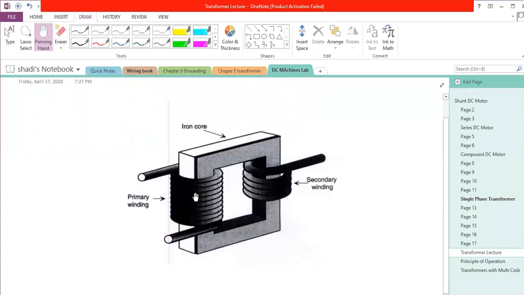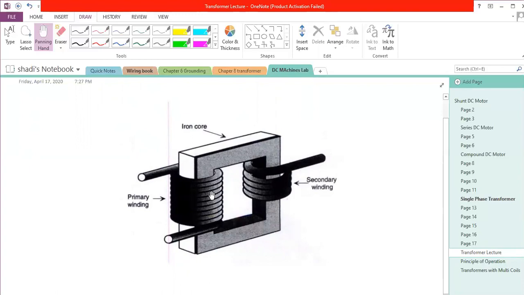So this is the wrapping up for any transformer. Now I need to add two major points. The first point is that the transformer assumes that it is ideal. It means that we don't have losses. But actually, when it comes to reality, we have losses.